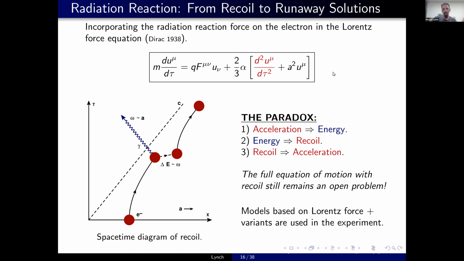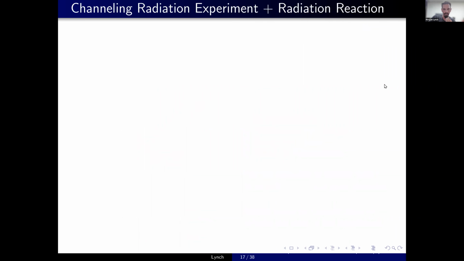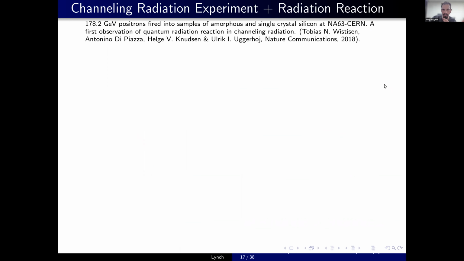The channeling radiation experiment is analyzed, not by my analysis but the one from the paper, using this Lorentz-Abraham-Dirac equation in various approximations, such as the Landau-Lifshitz equation, or in Monte Carlo simulations. This is what they use to analyze their experiment. So let's look at that experiment, okay? This is the CERN NA63 collaboration at CERN. They have 178.2 GeV positrons, and they fire these into samples of silicon crystal, amorphous for Bremsstrahlung, and single crystal for channeling radiation.